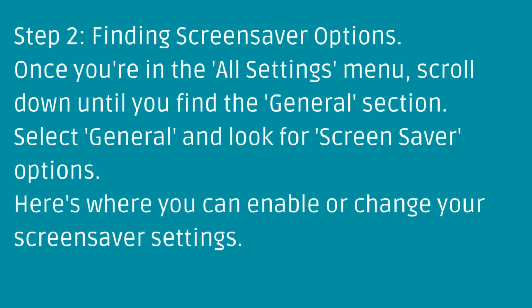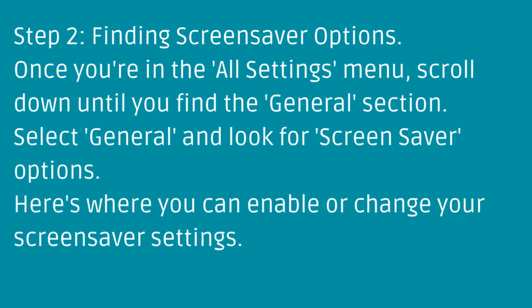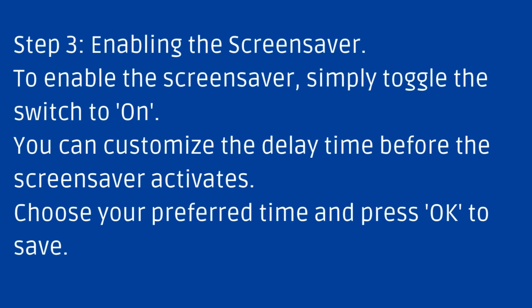Step 2. Finding screensaver options. Once you're in the All Settings menu, scroll down until you find the General section. Select General and look for Screensaver options. Here's where you can enable or change your screensaver settings.